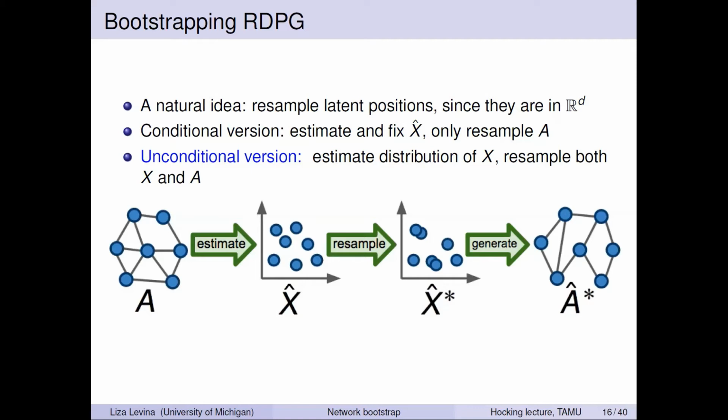Now, there are two versions here, both valid. It's not like one is wrong, one is right. It just depends on what you want to know. You could fix the latent positions and just do this part, treating them as fixed underlying parameters. Or you could estimate their distribution and resample twice, get new latent positions. We call it conditional and unconditional. I'll focus on the unconditional version in this talk. Keith is supposed to finish his paper on the conditional version any day now. So hopefully that'll show up.